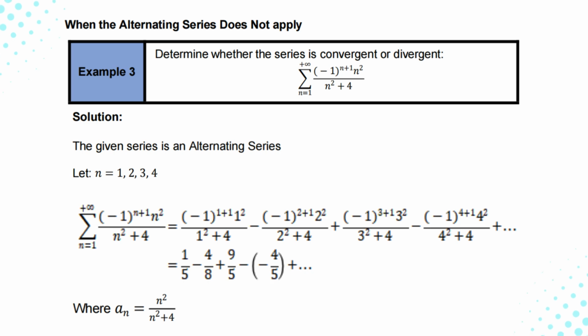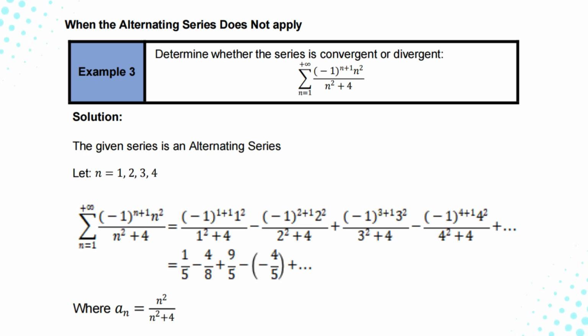So the sum is equal to negative 1 raised to 1 plus 1 times 1 squared over 1 squared plus 4, which is equal to 1/5, minus negative 1 raised to 2 plus 1 times 2 squared over 2 squared plus 4, which is equal to 4 over 8, plus negative 1 raised to 3 plus 1 times 3 squared over 3 squared plus 4, which is equal to 9 over 13, minus negative 1 raised to 4 plus 1 times 4 squared over 4 squared plus 4, and so on, where a sub n is equal to n squared over n squared plus 4.